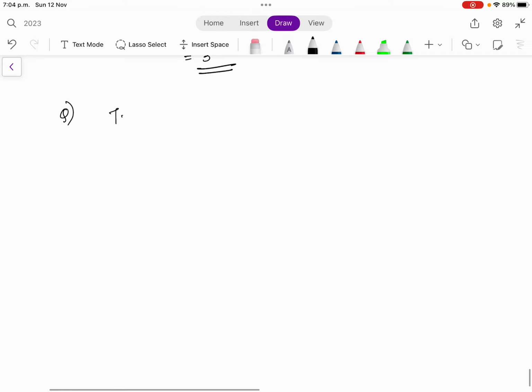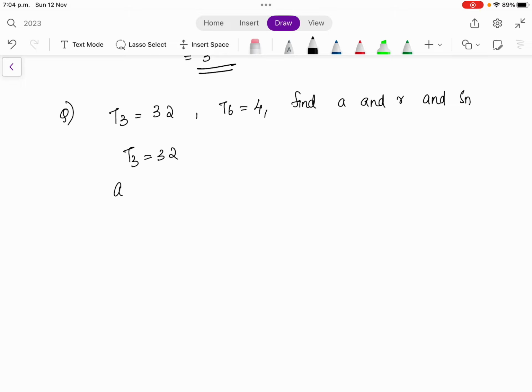Let's look at this question. In a geometric series, T3 is equal to 32 and T6 is equal to 4. Find a and r and Sn. Now T3 equal to 32 means a r to the power of 3 minus 1 is equal to 32, so a r to the power of 2 is equal to 32. And T6 is equal to 4 means a r to the power of 6 minus 1 is equal to 4, so a r to the power of 5 is equal to 4.